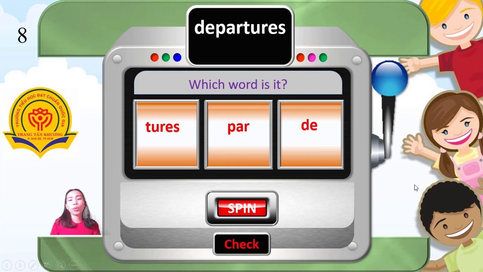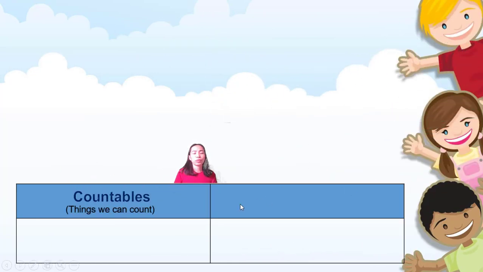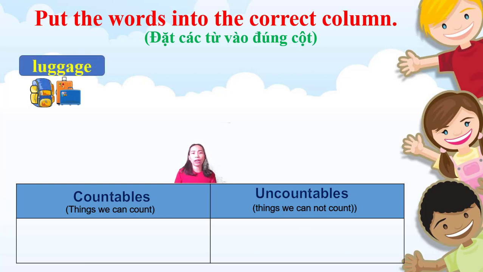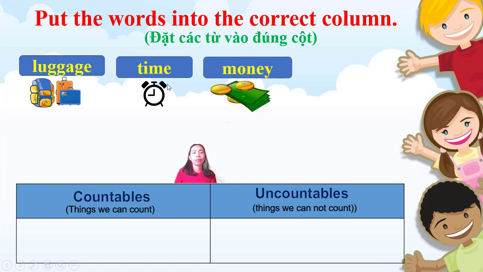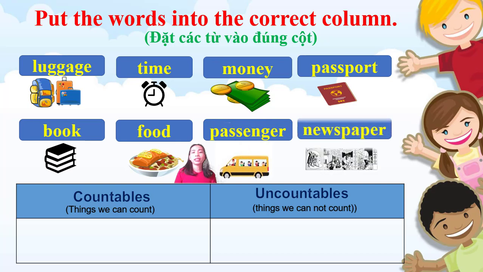And today we will see these words again. Let's look at this one. I have two tables. I have two columns. The first one is countables. It means things we can count. The second one is uncountables. It means things we cannot count. Now you put the words into the correct column: luggage, time, money, passport, book, food, passenger, and newspaper. For example, luggage, you put in this column. Luggage is uncountable. Go.